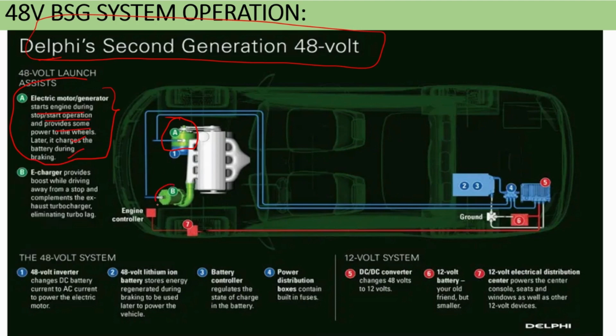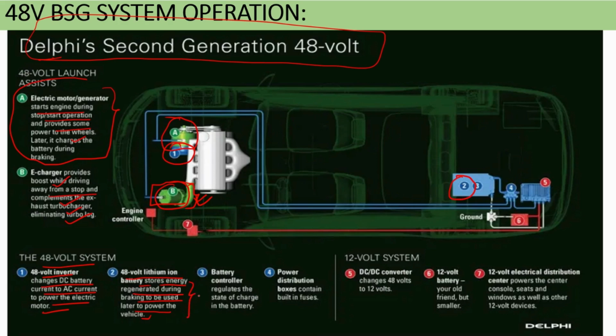Okay. Then the e-charger. The e-charger provides the boost while driving away from a stop and complements the exhaust turbocharger, eliminating the turbo lag. This is a different architecture, but it has the BSG architecture. So the 48 volt system has a 48 volt inverter that changes the DC battery current to AC current to power the electric motor, which we have seen earlier. This is the one. Okay. Then a 48 volt lithium ion battery that stores the energy regenerated during braking, used later to power the vehicle. So this is nothing but this 48 volt.